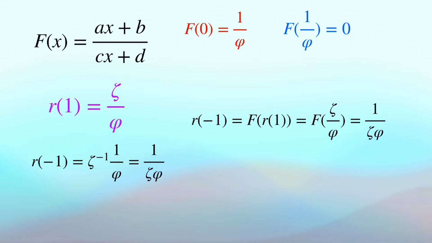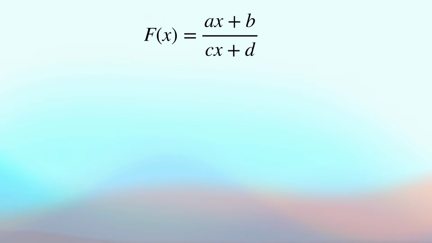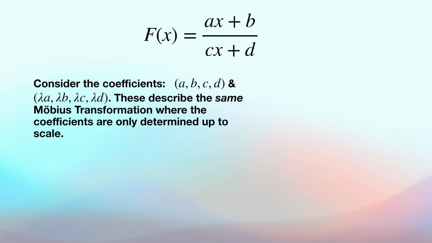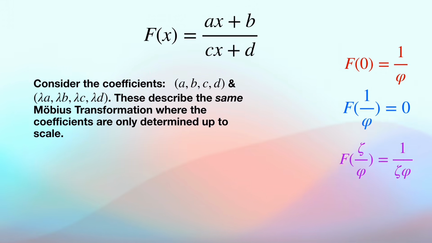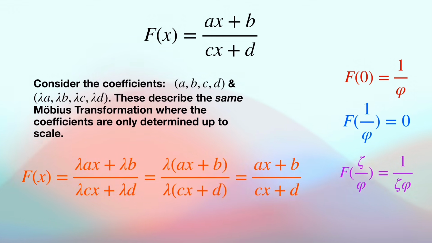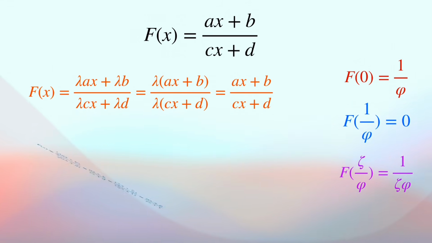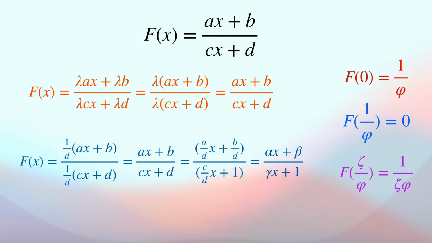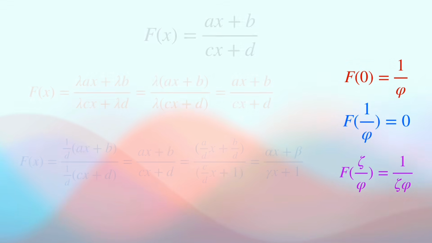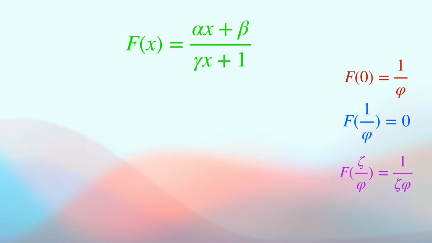F of the root of unity divided by phi is equal to 1 over the product of the root of unity and phi. Now, one thing to consider about this map is that it is pretty much invariant under a scaled multiplication of the coefficients, which leads us to be able to be free to multiply both the top and bottom of our function here by 1 over d, which will essentially transform our function to have a free variable, meaning that we can choose d equals 1 in our map. Thus, we only need the 3 image points to determine the 3 other coefficients in this map.